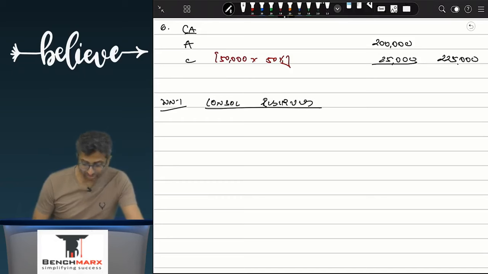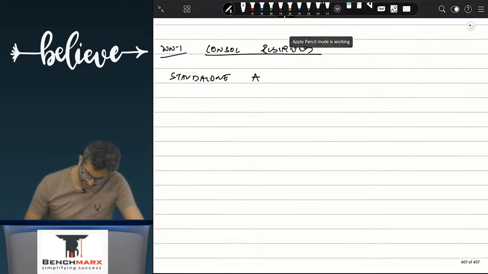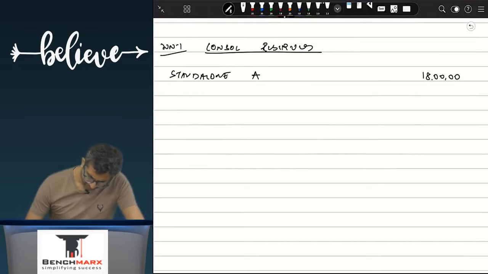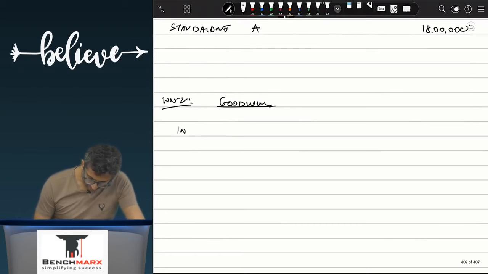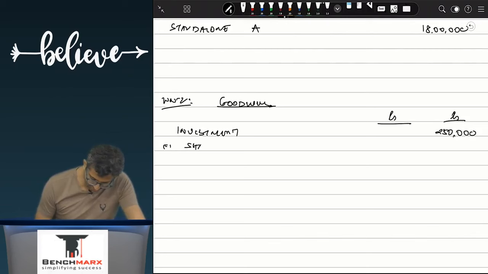The full-fledged working, foolproof, would be, you start with standalone A. How much is standalone A? 18 lakh. Leave around 2-3 lines. Then you go to working note 2. This is the goodwill working. Usually in goodwill working, what do we say? Did you forget? You start with investment, rupees and rupees. How much is the investment here? 2 lakh 50 less share in net worth on acquisition date.